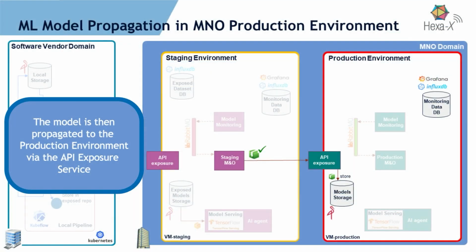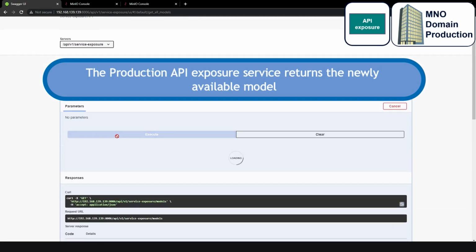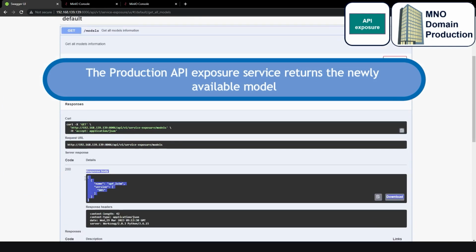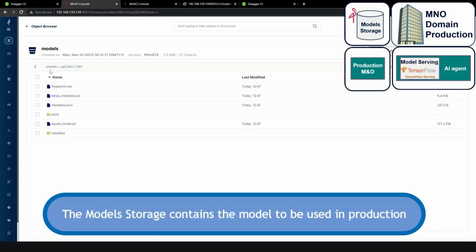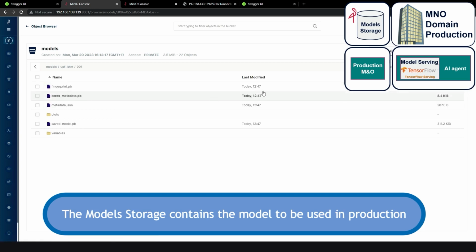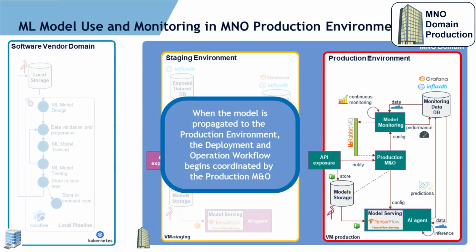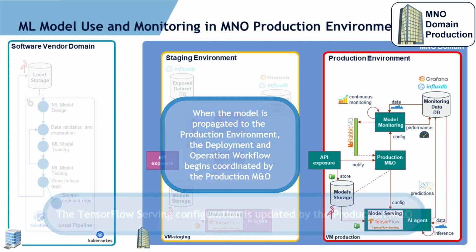The model is then propagated to the production environment via the production API exposure service, which triggers the deployment of the model in production. The production API exposure service can be queried to retrieve the new available model. At this point, the production environment exposure service notifies the orchestrator about the availability of the new model, and the deployment workflow can start. The production model storage, an instance of MinIO, now contains the model and associated attributes to be used at runtime for forecasting future UPF behavior.